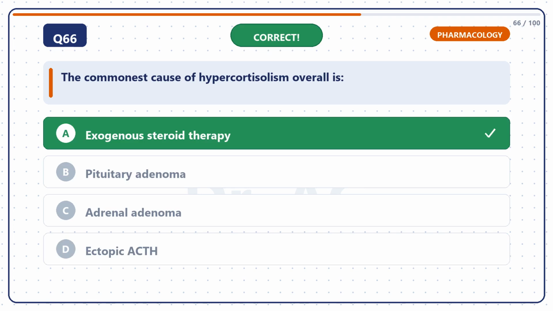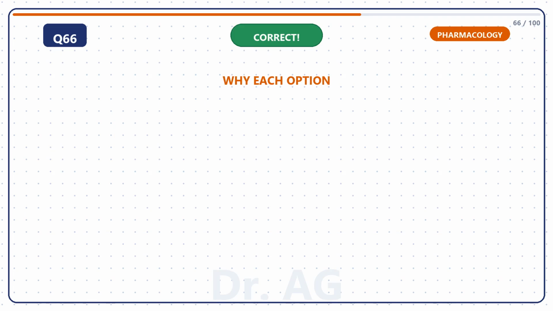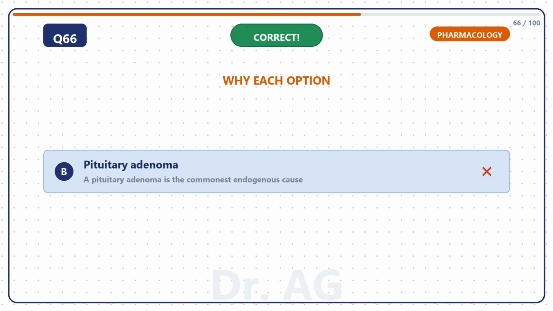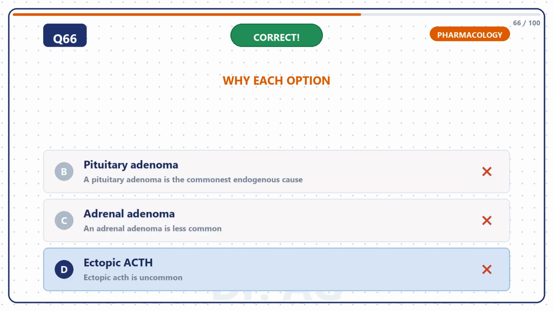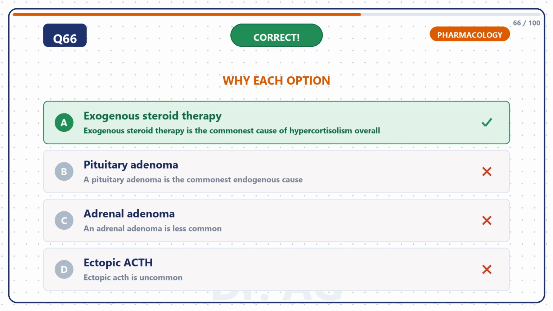The correct answer is option A. Exogenous steroid therapy. Let's go through the options. Pituitary adenoma. A pituitary adenoma is the commonest endogenous cause. Adrenal adenoma. An adrenal adenoma is less common. Ectopic ACTH. Ectopic ACTH is uncommon. And the correct answer is exogenous steroid therapy. Exogenous steroid therapy is the commonest cause of hypercortisolism overall. So, the right answer is option A.